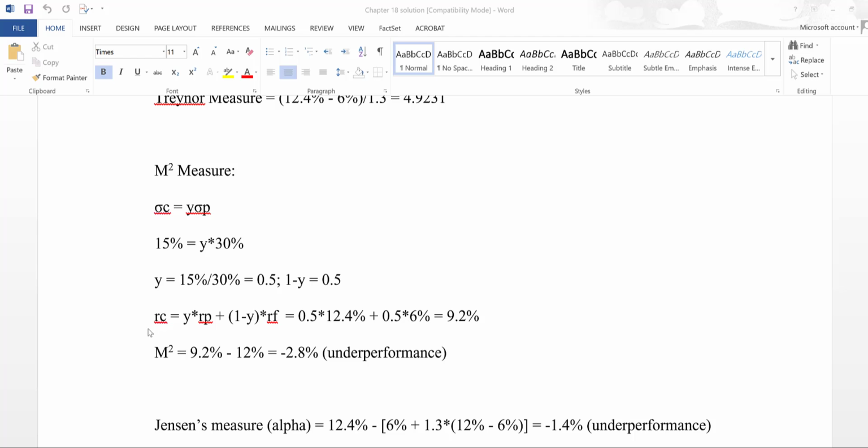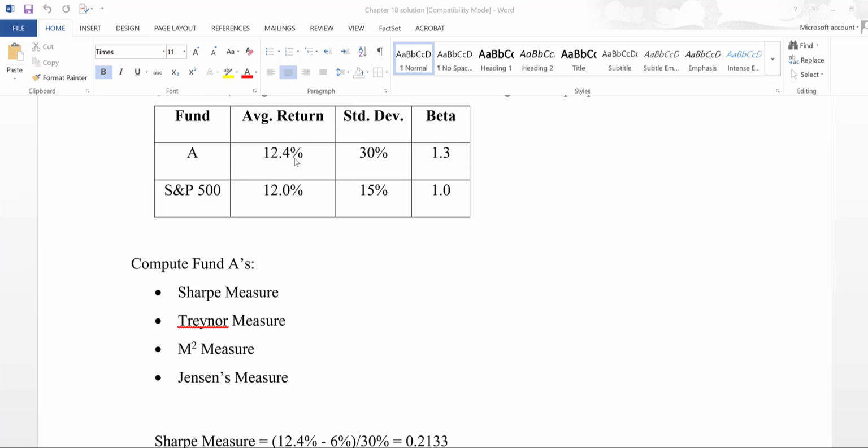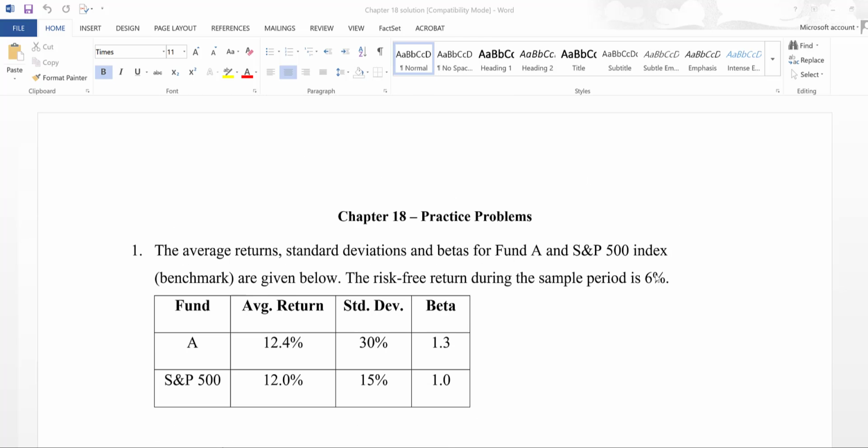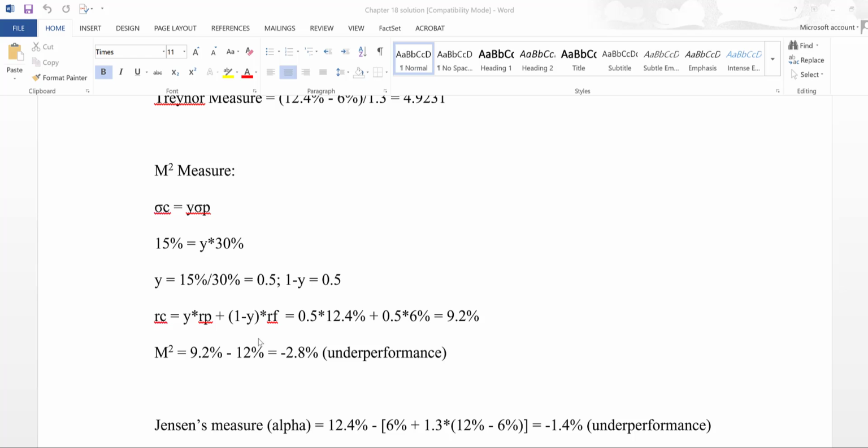And once we have the weights, we can use our return equation to determine the return of this combined portfolio. So proportion in the fund times its return plus proportion in the risk-free asset times the risk-free rate of return. 0.5 times 12.4% plus 0.5 times 6%, that is the risk-free rate of return. That would be the return on this 50-50 combination, and we get 9.2%.